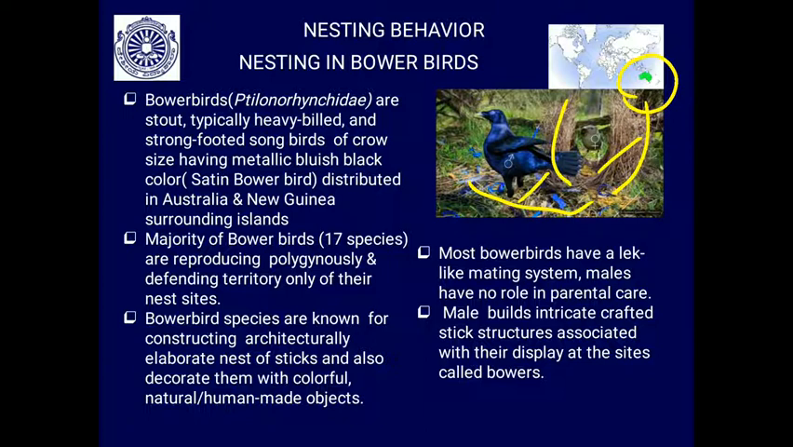Lek-like mating system means the male birds build architecturally elaborate nests, and after the nest, they mate with the female, but do not bother with parental care. So this is called a lek-like mating system. Males have no role in parental care.